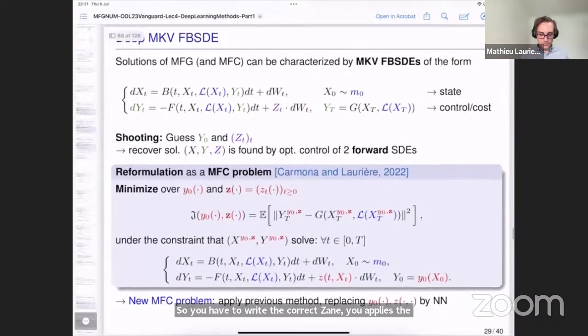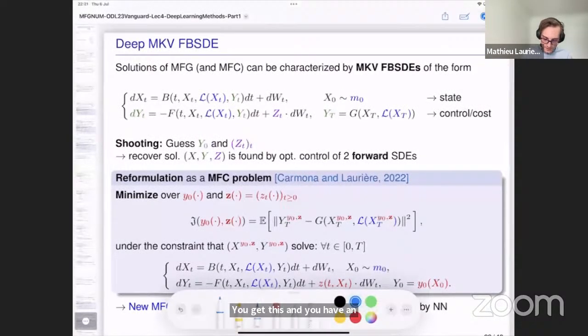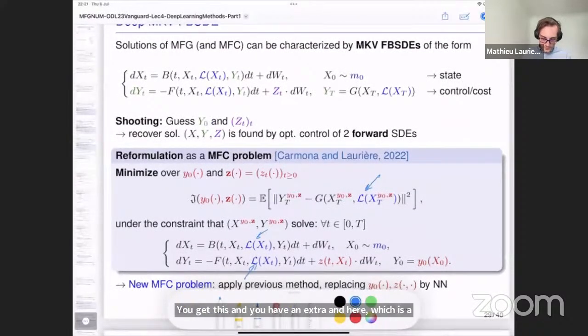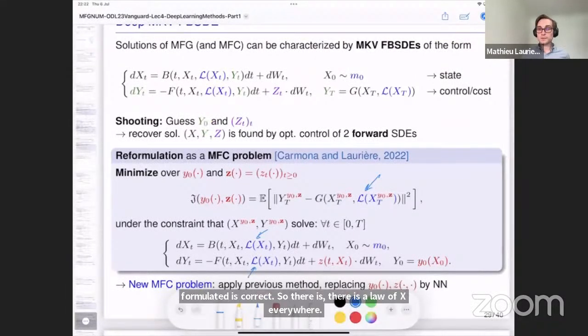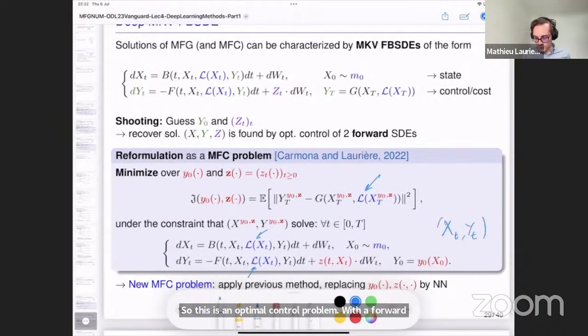So let me directly show the full slide. You get this, and you have an extra L here, which is the law of X here, here, and here. In fact, I think the way it's formulated is correct. So there is a law of X everywhere. So this is an optimal control problem with a forward state, which is two-dimensional, which is X_t and Y_t, or at least it's a double dimension, because you have X_t, Y_t.